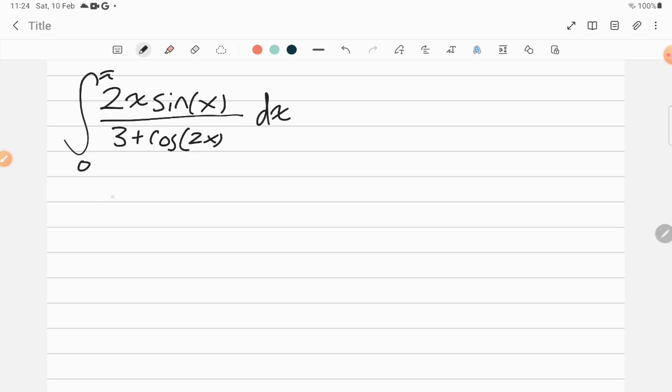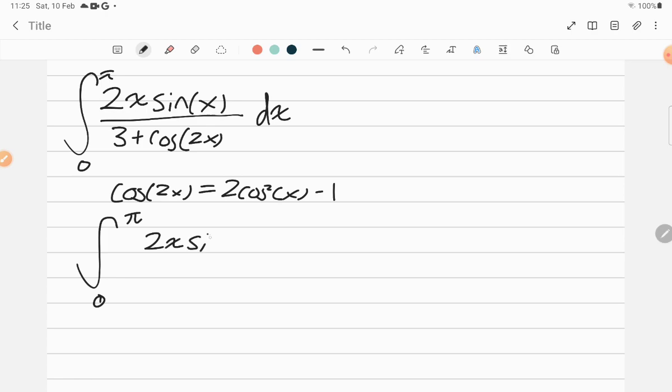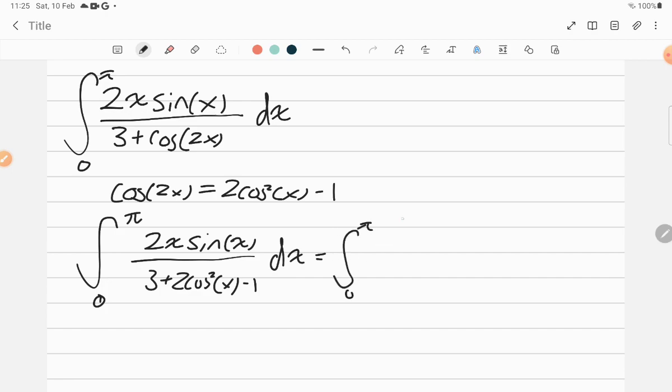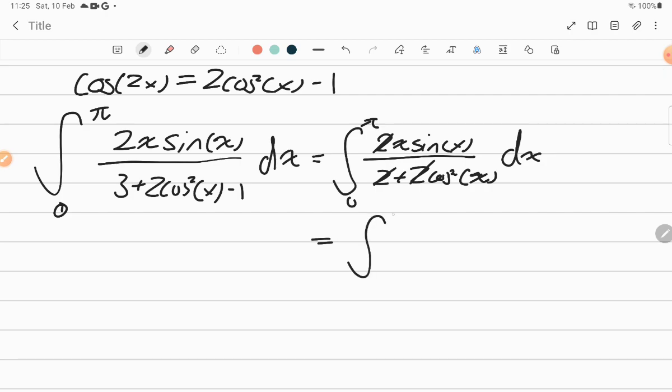So, firstly we can write cosine of 2x as 2 cosine squared of x, take away 1. So the integral from 0 to pi of 2x sine of x over 3 plus 2 cosine squared of x, take away 1, dx, is equal to the integral of 2x sine of x over 2 plus 2 cosine squared of x dx. The 2 cancels out, giving the integral from 0 to pi of x sine of x over 1 plus cosine squared of x dx.